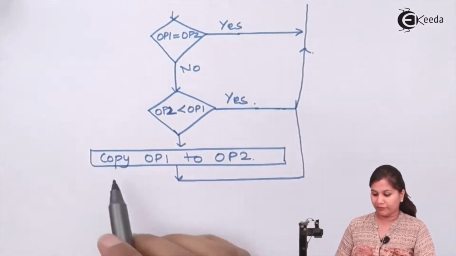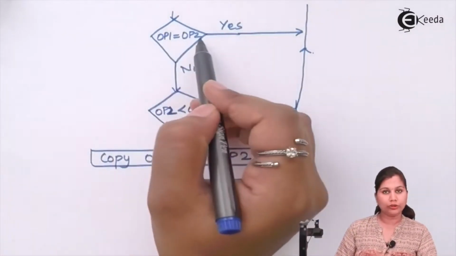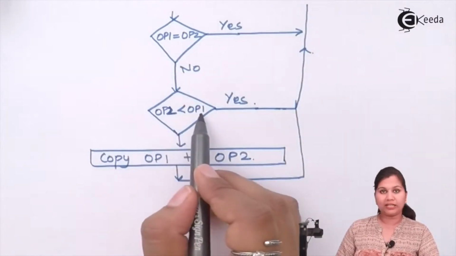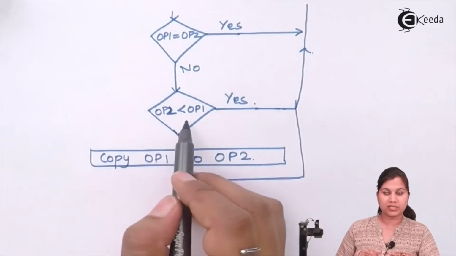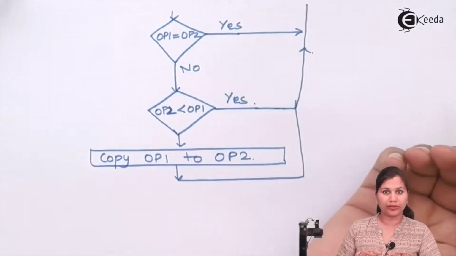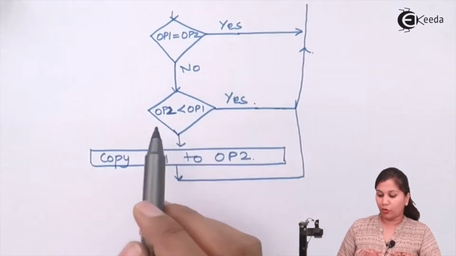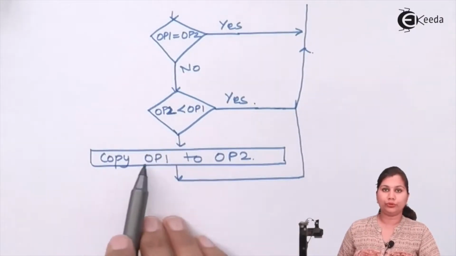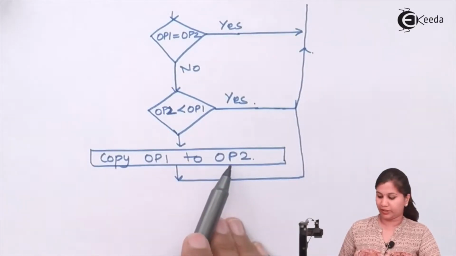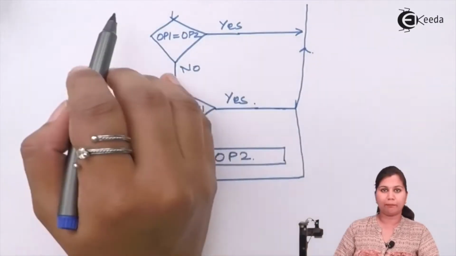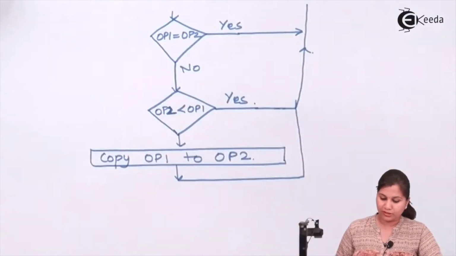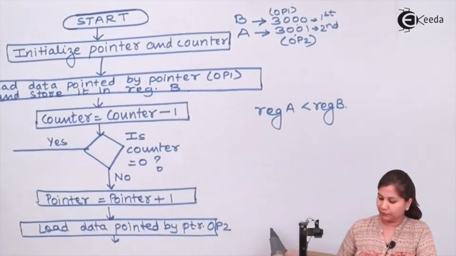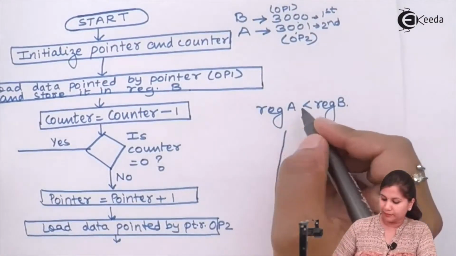Okay. So every time we are checking, if they are equal to each other, then also there is no need to do the exchange. If OP1, that is register B, is greater than register A, then also there is no need to do any exchange. If OP1 is less than OP2, okay, then you need to do the exchanging of the contents. Then exchange the contents and repeat the process. So which process is to be repeated? This will come to again the step.